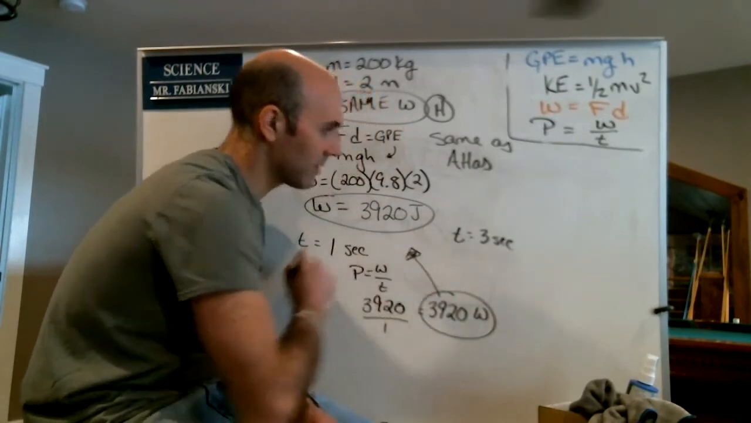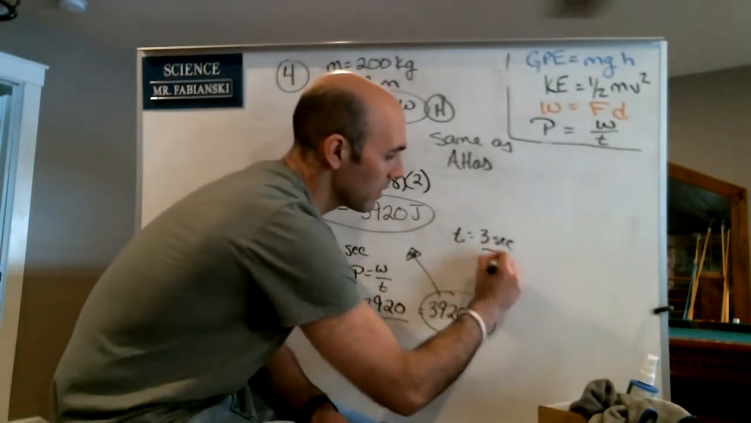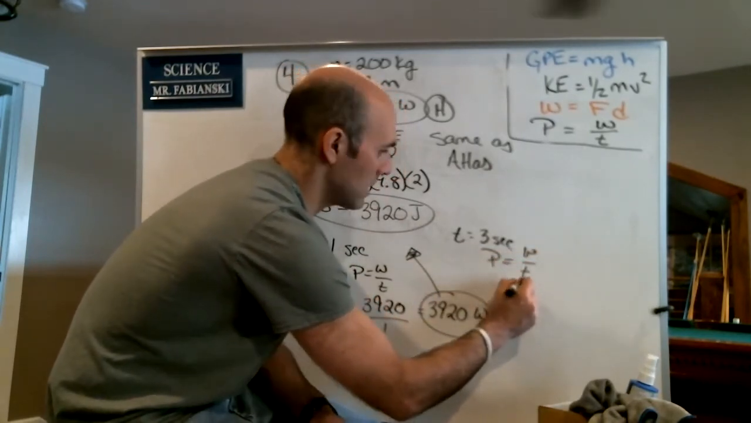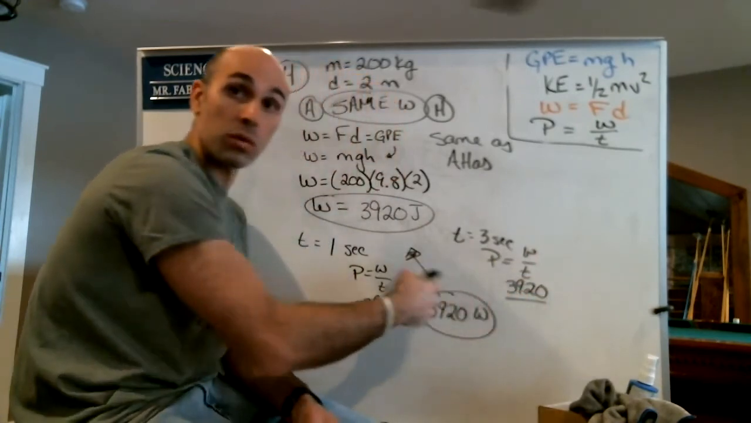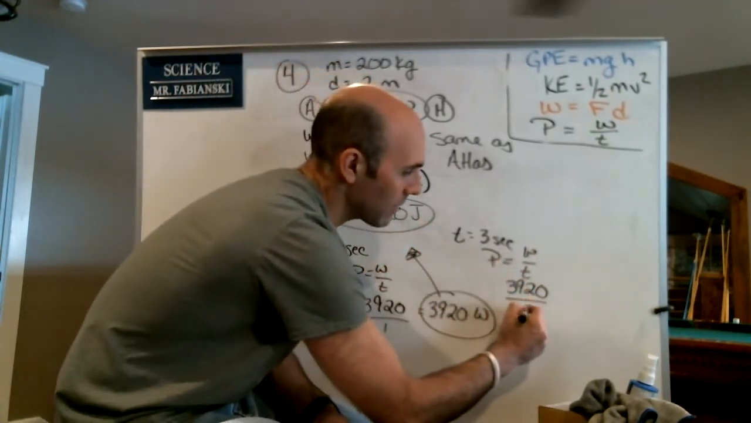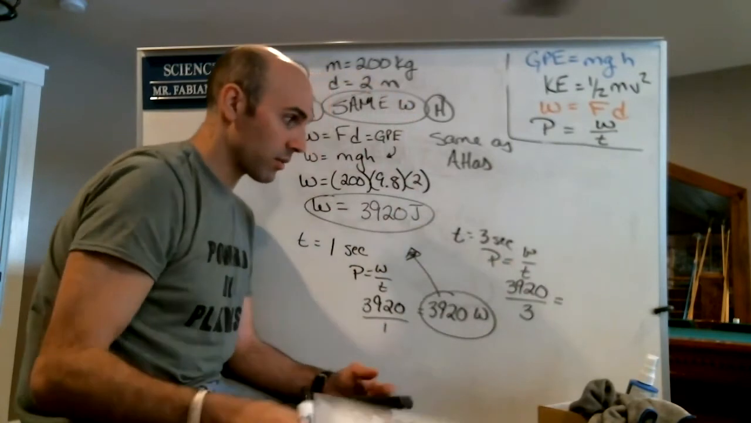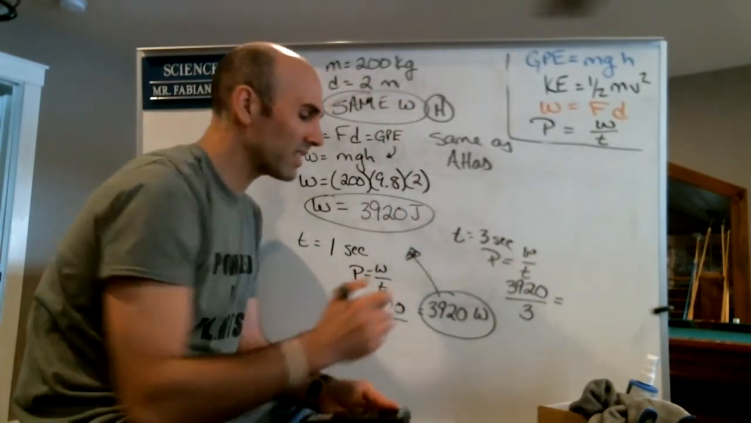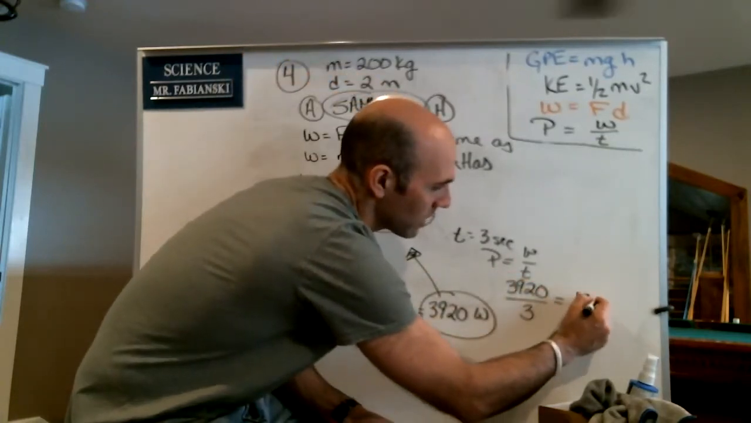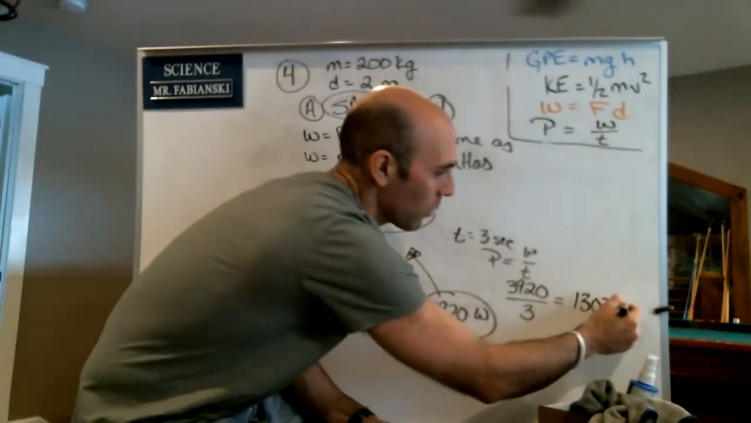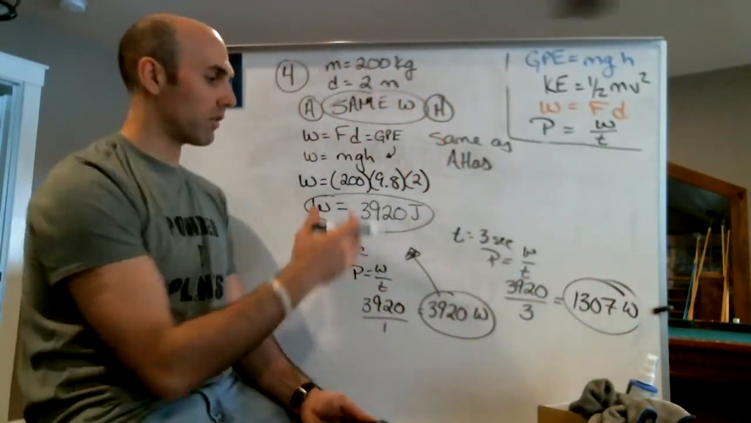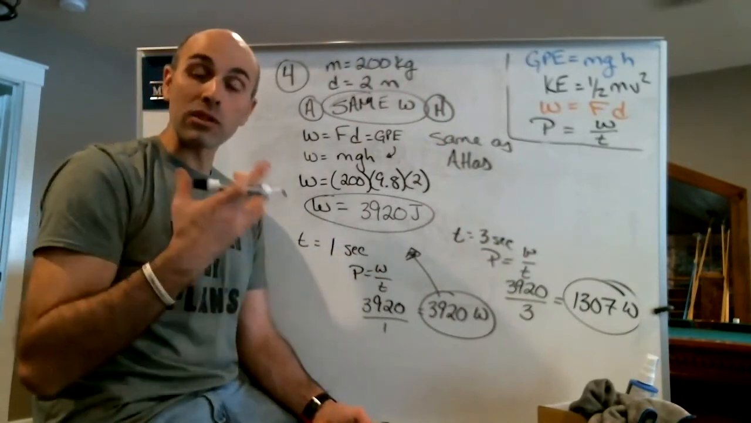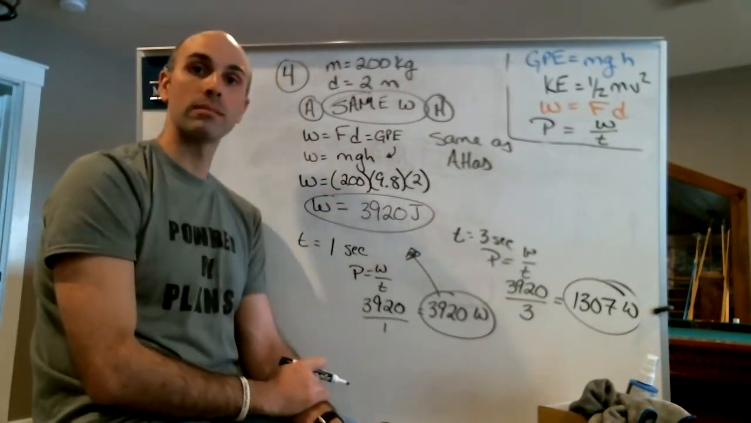That's Atlas's. And Hercules, power equals work over time. So 3920 joules was his work, same work, but now his time is different, divided by 3. 3920 is 1307 watts, I rounded. So which man is more powerful? You see that Atlas, because he did the same work in a shorter amount of time, he is more powerful.